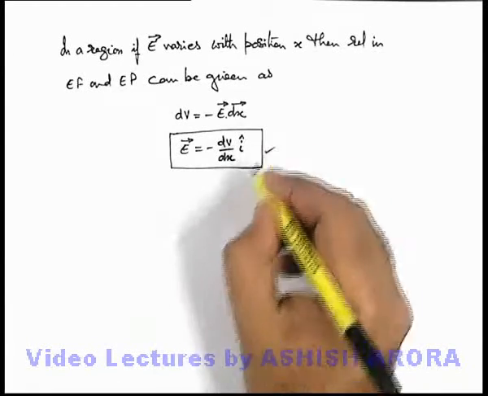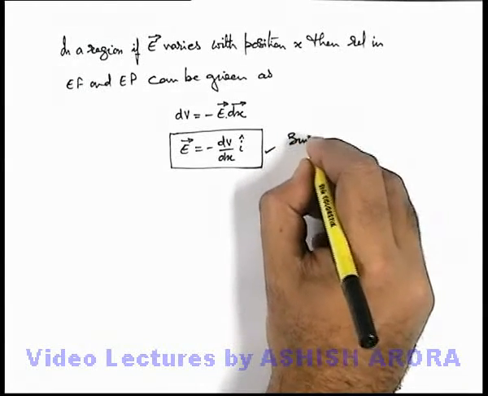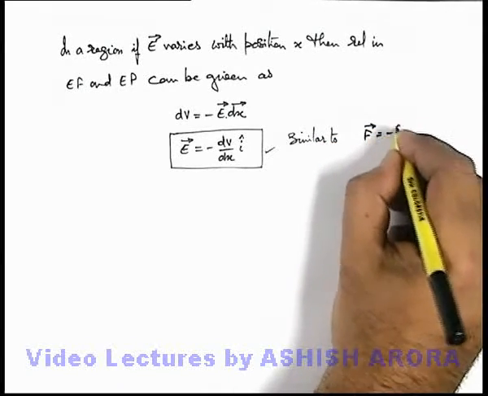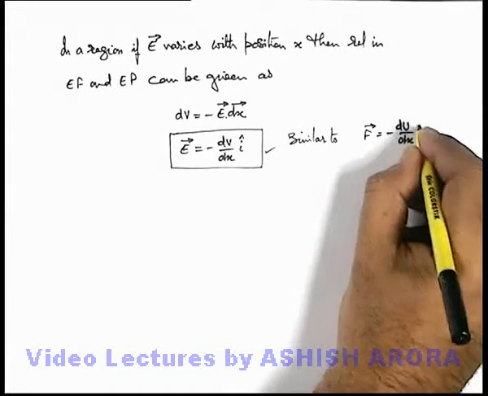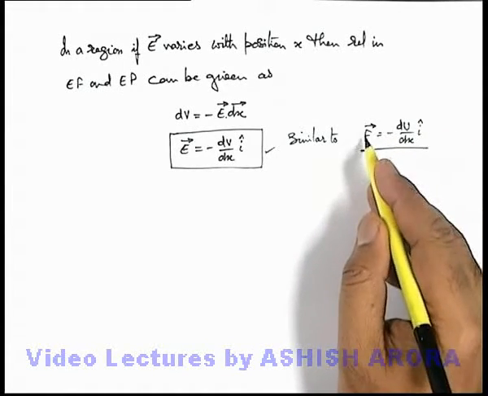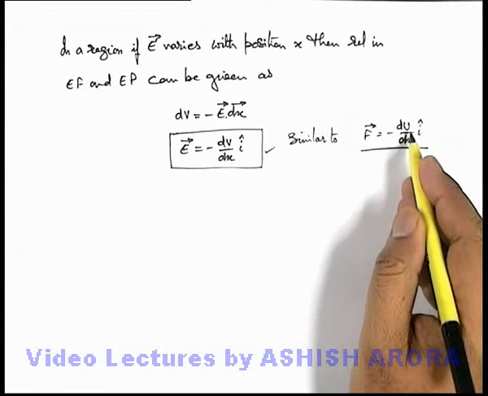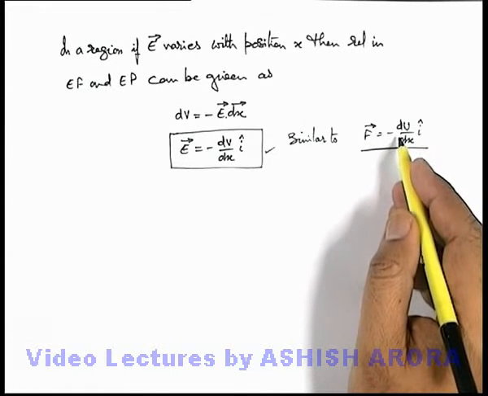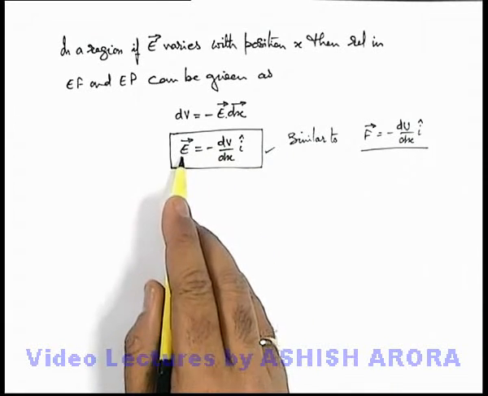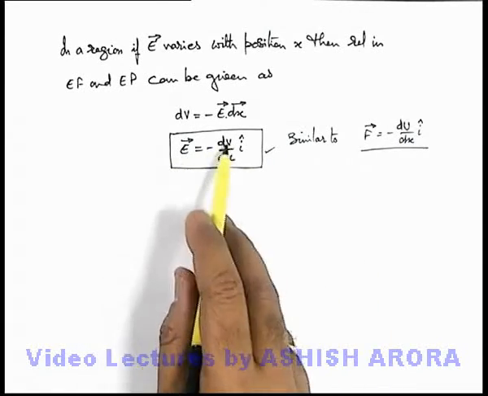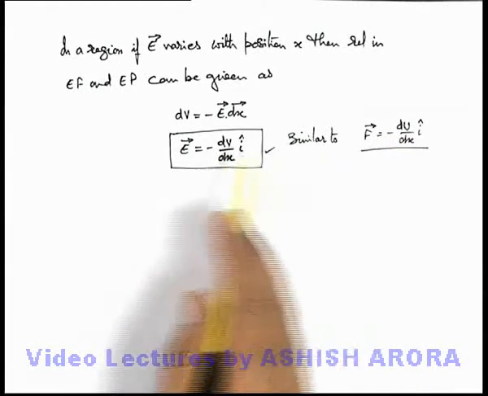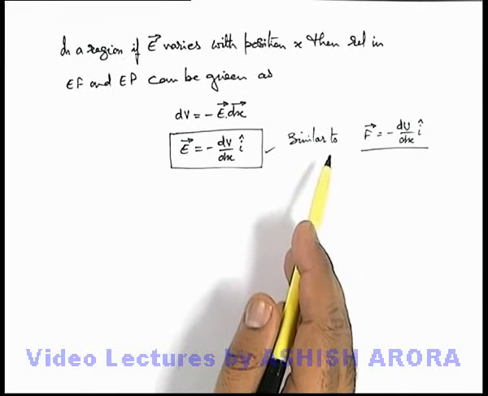This is a relation we use, and it is similar to the relation F equals minus of dU by dx i cap. If you can recall, we have studied in conservative force field the relation between force and potential energy. So here we are talking about the relation between electric field and potential. Electric field is the force on a unit charge and the potential V is the interaction energy of a unit charge. So both of these results are almost identical.